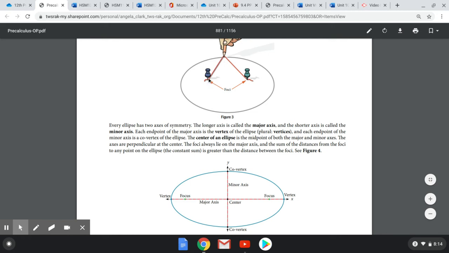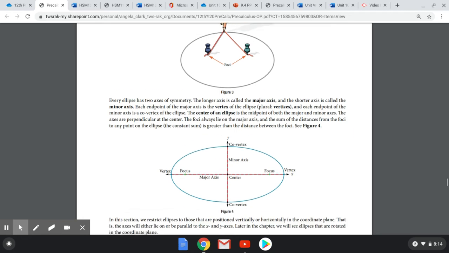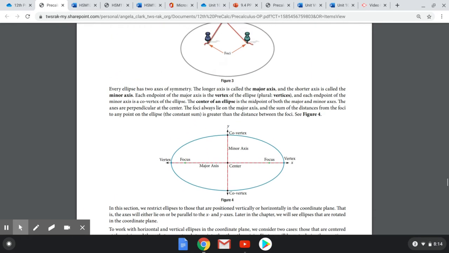So if I have, let's call this focus 1, this focus 2. The distance from focus 1 to the ellipse plus the distance from focus 2 to the ellipse is always going to be equal. As I'm going around, those two distances are going to change, but their sum is always going to be the same, which is very interesting how that works. So that's kind of how we define an ellipse.